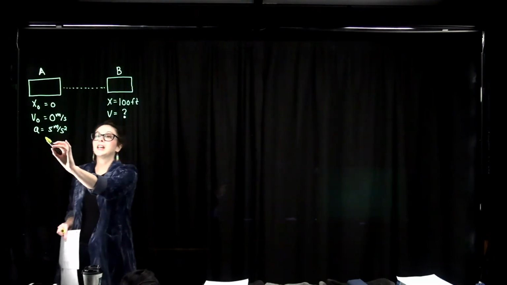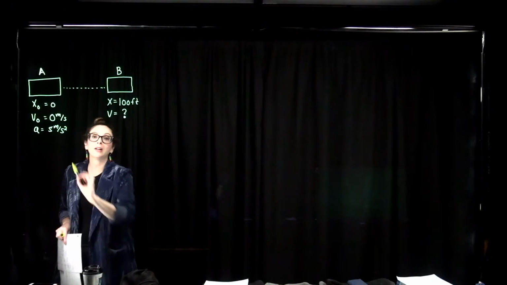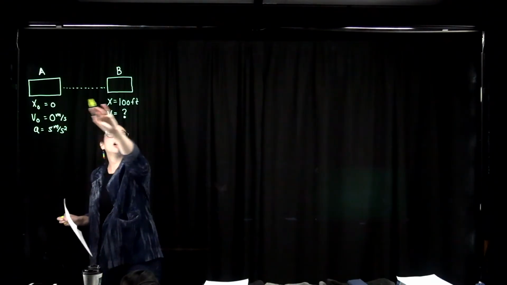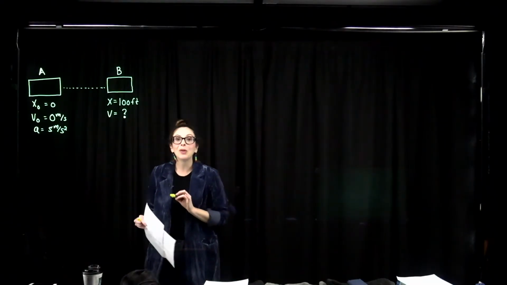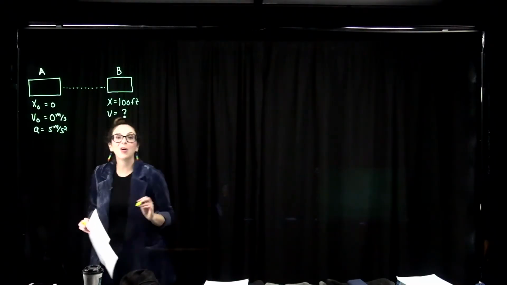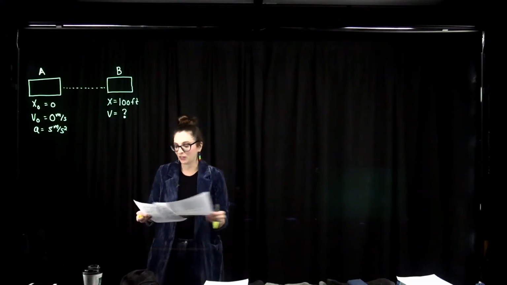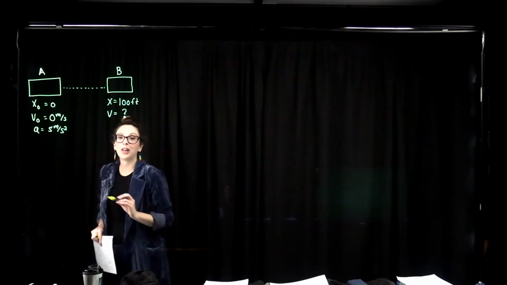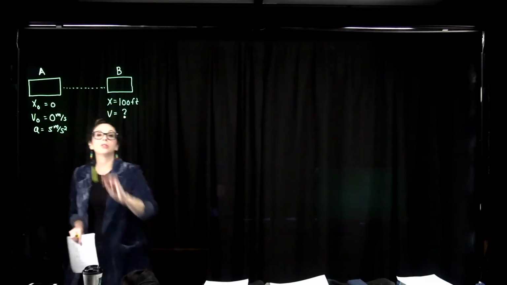And here we have its acceleration of 5 meters per second squared. Okay, so it's going to travel 100 feet. And we want to figure out what is its velocity when it has traveled 100 feet. Our unknown in this problem is our velocity here, and all of my knowns so far we've got listed there.